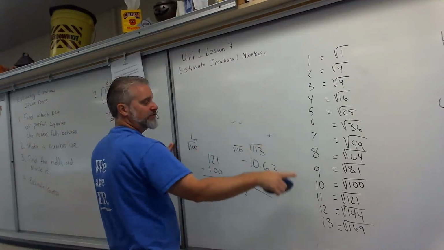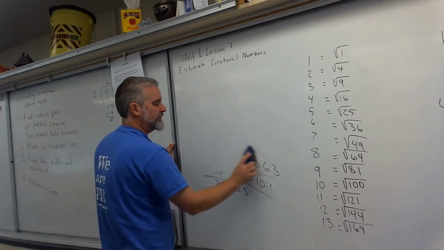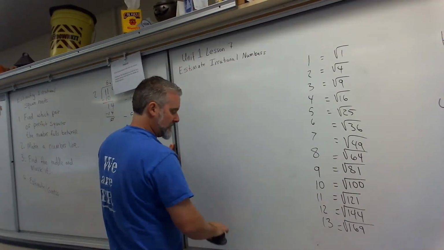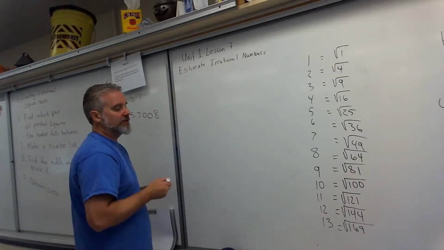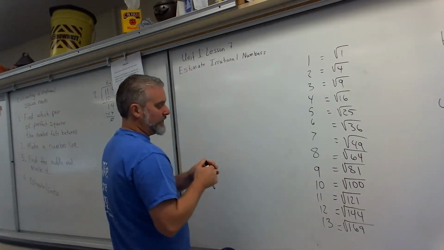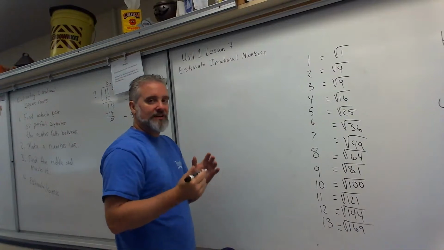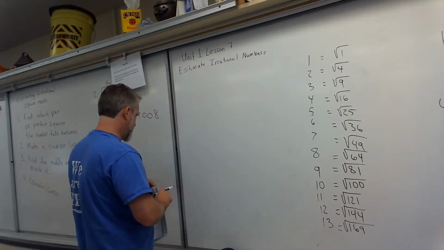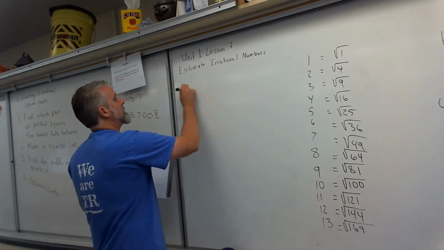So if you don't have one of these charts at home on your paper, feel free to copy it down and generate your own, because we need this to know where our radicals lie, so we can get an estimate of which 2 whole numbers it'll fall between.